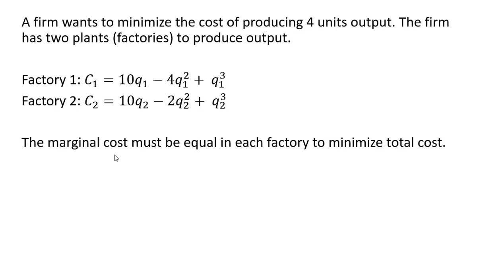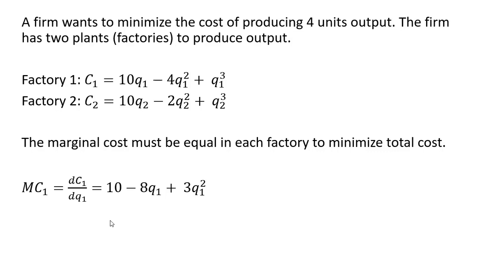In order to minimize the cost of producing 4 units of output, the marginal cost must be equal in each factory. So we're going to get the marginal cost from factory 1, which is the derivative of the cost function with respect to output. So we get the following: 10, bring down the 2 in front here, we get 8, and then 2 minus 1 in the exponent just leaves us with 1 in the exponent. And then bring down the 3 in front here, 3 minus 1 leaves us with q subscript 1 squared.